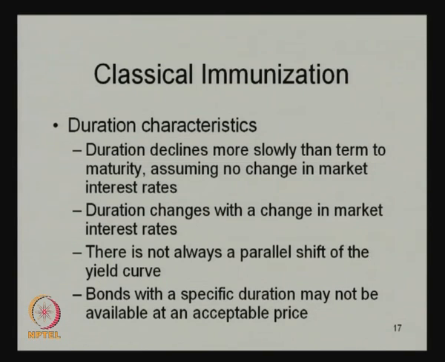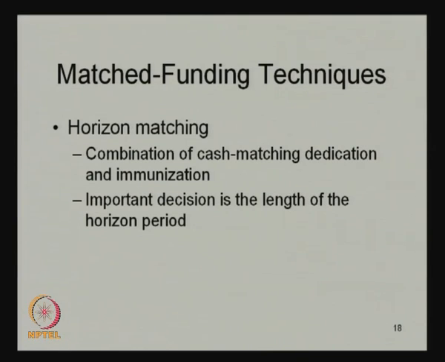And if you see the characteristics of duration, it basically declines more slowly than term to maturity, assuming no change in the market interest rate. Duration changes with the change in market interest rates. There is not always a parallel shift of the yield curve. Bonds with a specific duration may not be available at an acceptable price. And we have horizon matching, where the combination of cash matching, dedication and immunization will be worked out, and it is an important decision in the length of the horizon period of the investor.